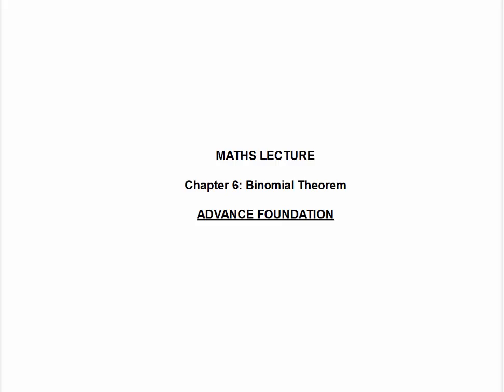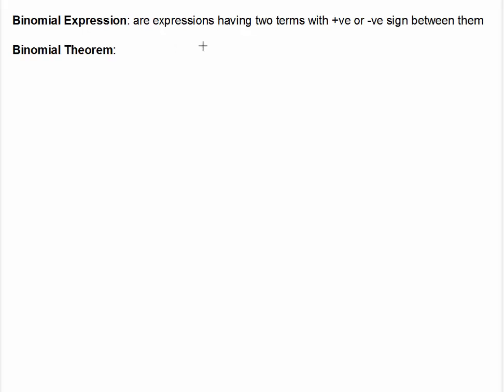In today's lecture, we will cover chapter 6, which is binomial theorem. So let's get into it. A binomial expression is an expression having two terms with a positive or negative sign in between. Binomial theorem is a formula by which any binomial expression to a positive power can be expanded.